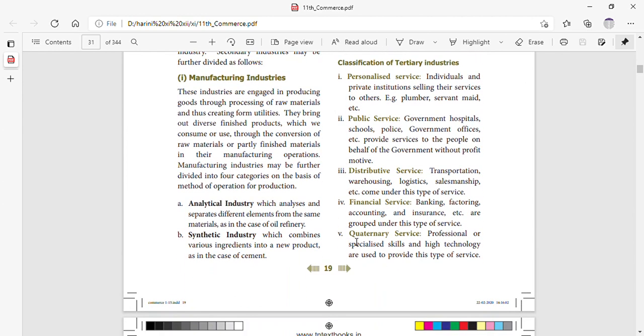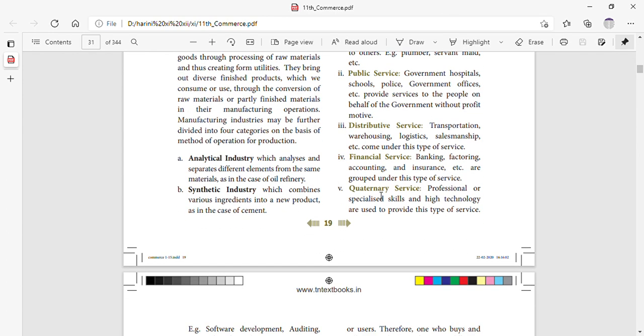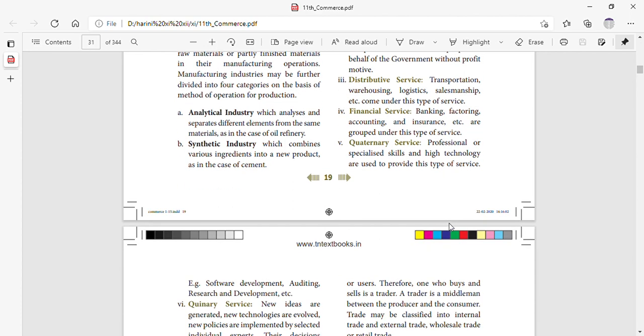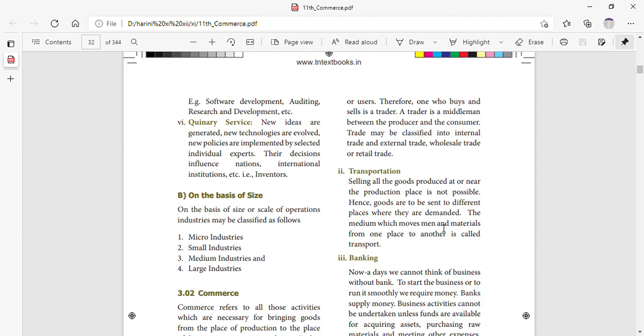So financial service. Financial services are financing the other industries. For example, banking: they give loans, they accept deposits. Then the factoring industry, insurance. And the last one is quaternary service. Professional or specialized skills are required to do this service. Then quinary services, where you are going to generate new ideas, new technologies, new policies.